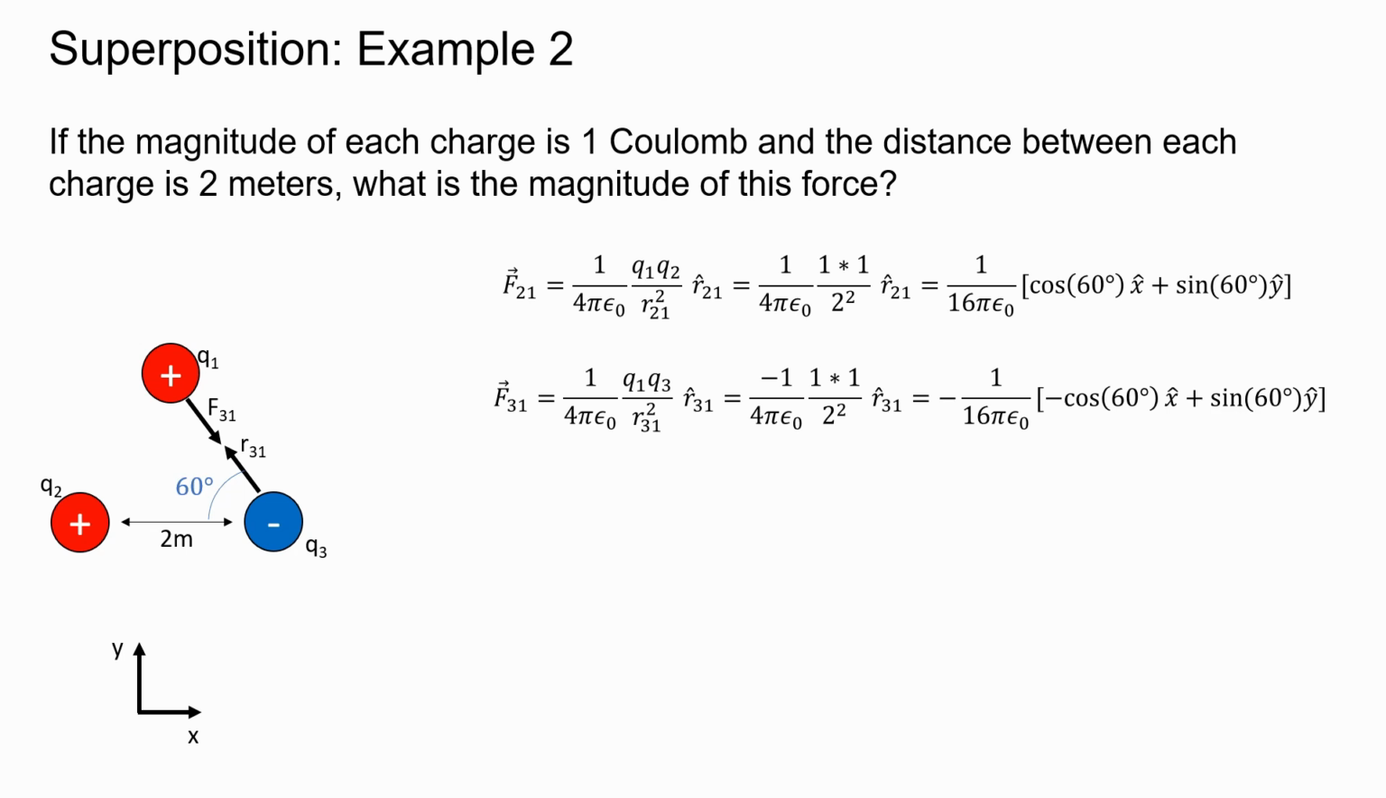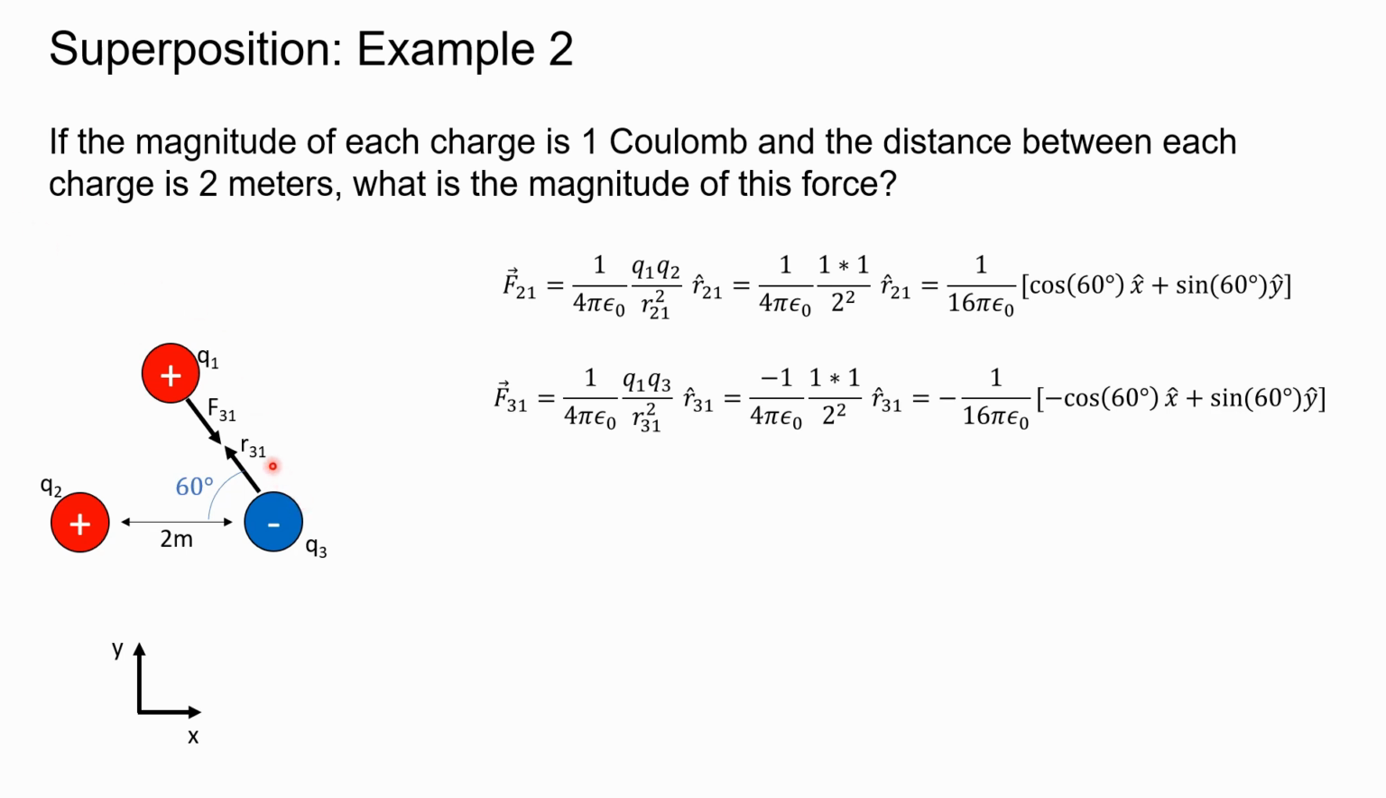Now, we can use a similar process to calculate F31, the force by Q3 on Q1. We again use Coulomb's law, so we have 1 over 4 pi epsilon naught, Q1 times Q3 divided by the distance between the two charges squared, and then the unit vector r hat 31.